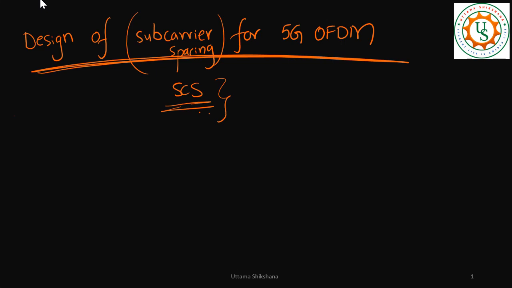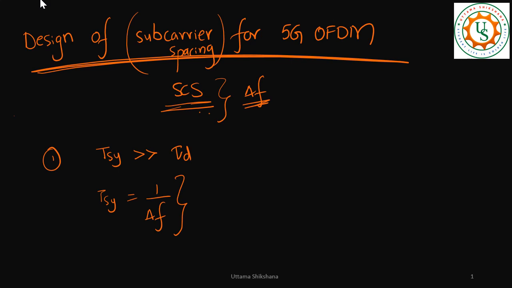In this video, I will mainly focus on the design of subcarrier spacing for the 5G OFDM system. We had considered two aspects. One is that the symbol duration should be far greater than the delay spread. This symbol duration is linked with the subcarrier spacing given by the equation 1 by delta f, where delta f is the subcarrier spacing. This leads to the concept that delta f should be far less than the coherence bandwidth.